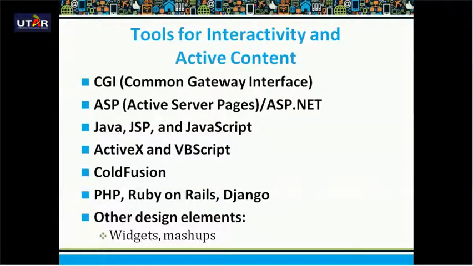So tools for interactive and active content, because an e-commerce website, I believe, is a two-way communication. So there are certain tools that help with interactivity and active content. For example, Common Gateway Interface (ASP), Java, JSP, JavaScript, ActiveX, VBScript, ColdFusion, PHP, Ruby on Rails, Django, other web elements, widgets, mashups. So these tools can help generate traffic by having a two-way interaction between the user and the server.